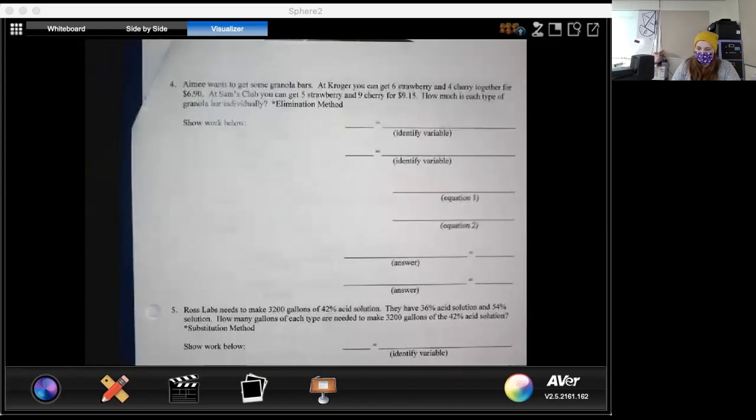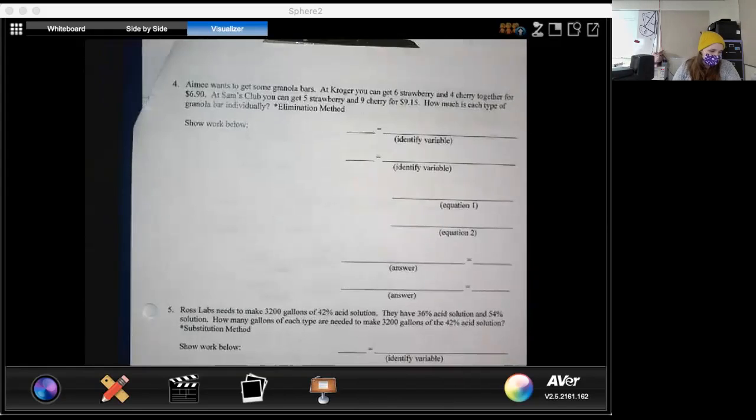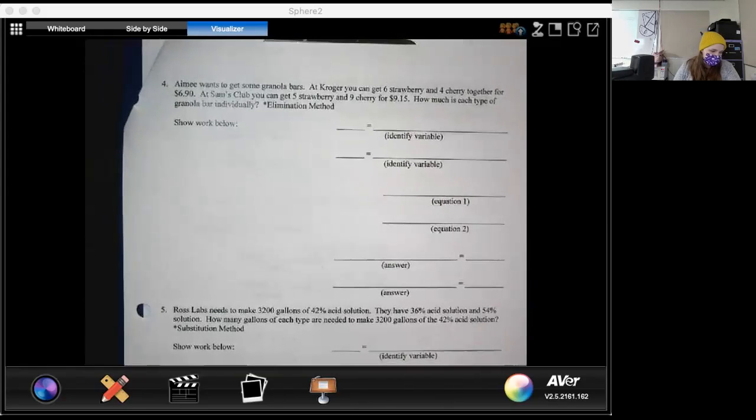Number 4, Amy wants to get some granola bars. At Kroger, you can get 6 strawberry and 4 cherry together for $6.90. And at Sam's Club, you can get 5 strawberry and 9 cherry for $9.15. How much is each type of granola bar individually? Elimination method.